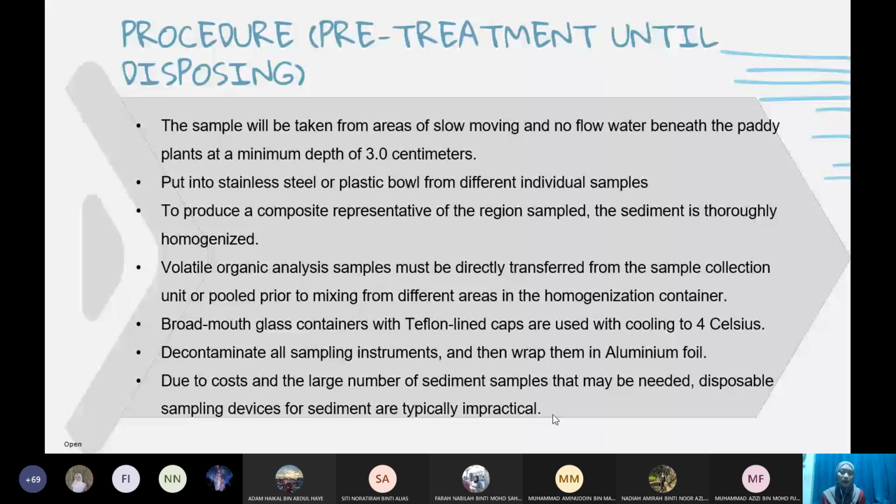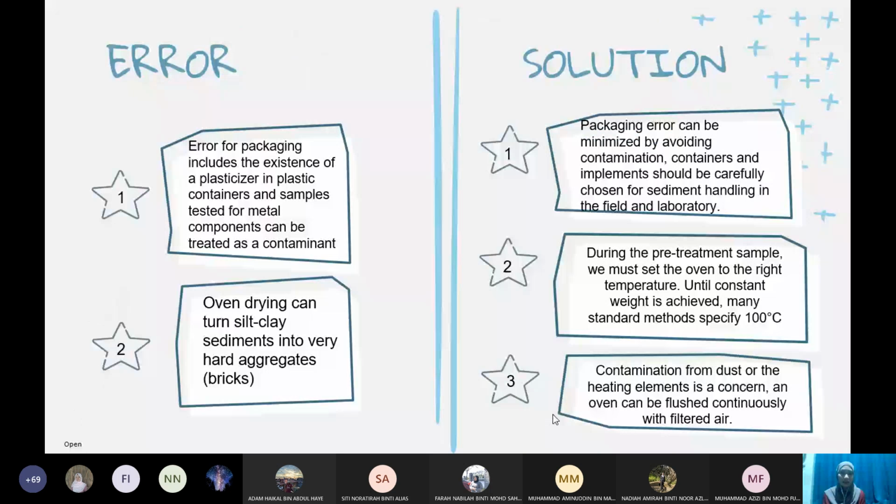Next, we will move on to the error and what is the solution. For the error in the sediment, it can occur from the packaging, including the existence of a plasticizer in plastic containers, and samples tested for metal components can be treated as a contaminant. Oven drying can turn sealed clay sediments into bricks. Thus, packaging error can be minimized by avoiding contamination. Containers and implements should be carefully chosen for sediment handling in the field and laboratory.